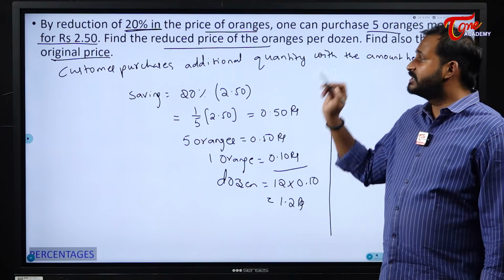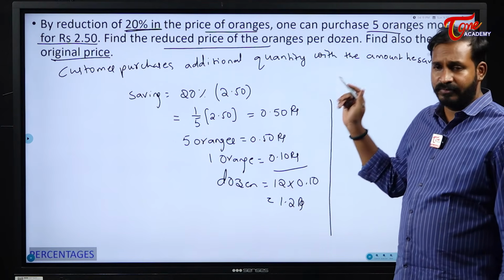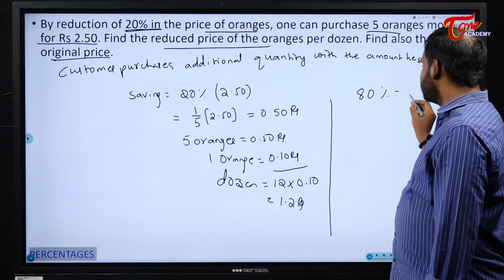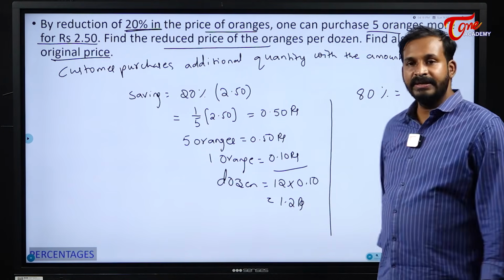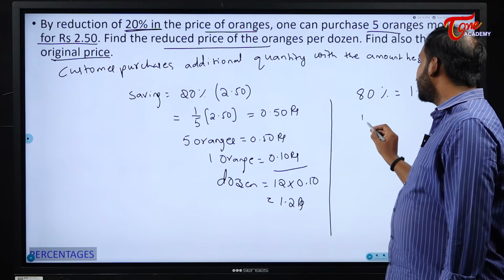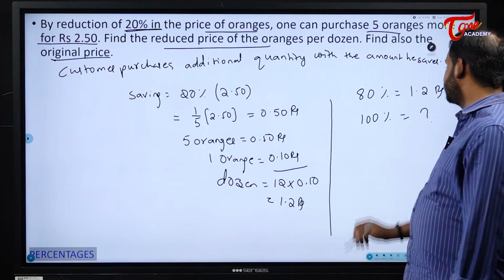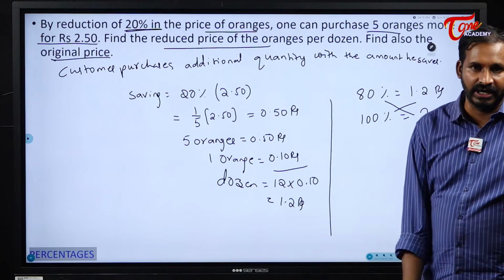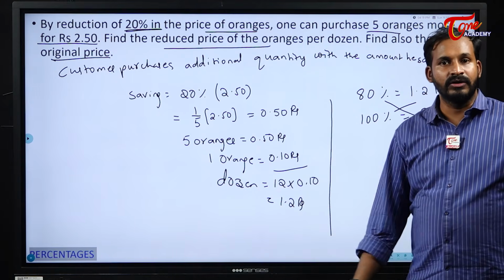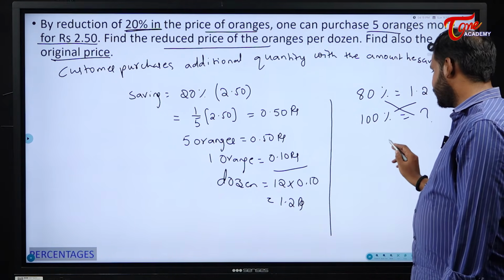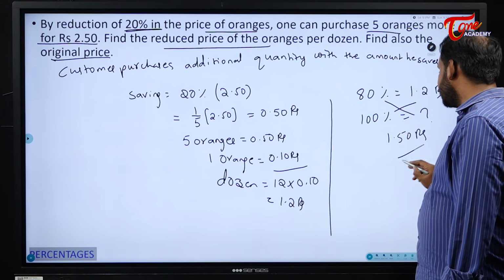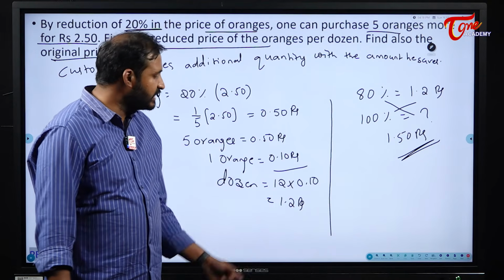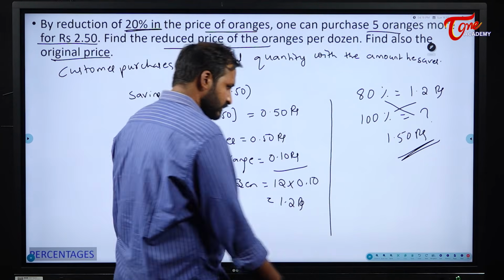Now what is the original price? This one is after reducing 20%, right? So that means 80% of original is equal to 1.2 rupees. They are asking us to find the 100% of it. Calculate for 100 percent. So what you are going to get here is 1.50 rupees. So the original price is 1.50 per dozen and the reduced price is 1.2 per dozen. Okay, next.